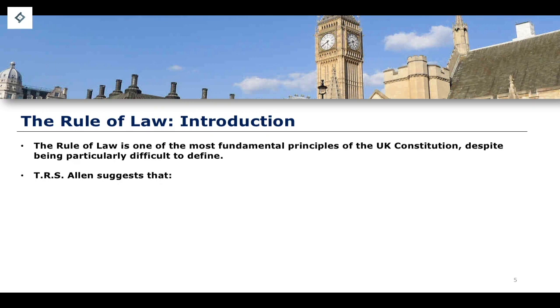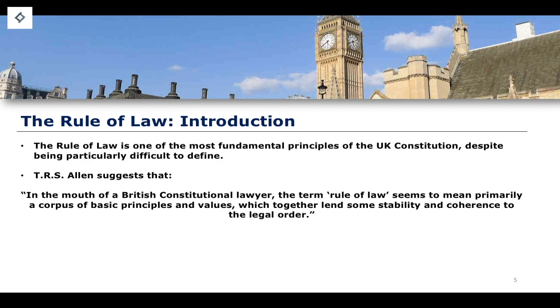They do so by talking about the fundamental characteristics of the rule of law, rather than trying to delimit a precise definition. According to T.R.S. Allen, for example, in the mouth of a British constitutional lawyer, the term rule of law seems to mean primarily a corpus of basic principles and values which together lend some stability and coherence to the legal order. So rather than just trying to make a definition of the rule of law, a constitutional lawyer may look to the rule of law and see a number of basic principles and values, rather than a specific definition.